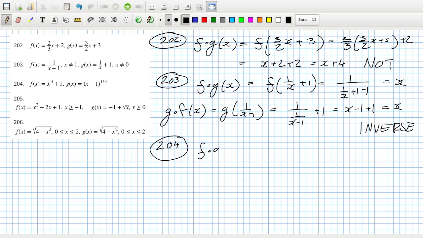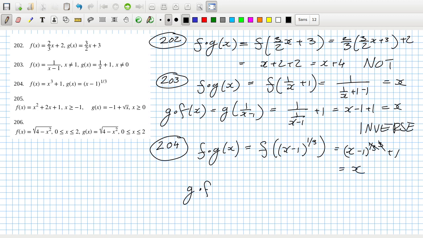f of g of x, that's f of x minus 1 to the power of a third. And that's equal to x minus 1 to the power of a third, cubed, plus 1. So that's equal to x.